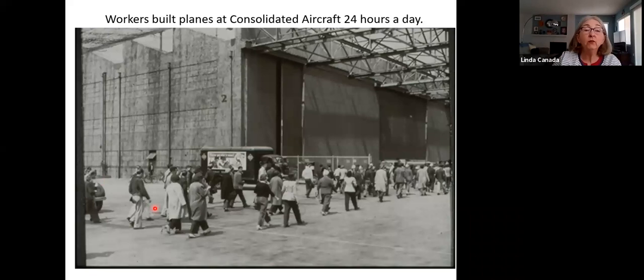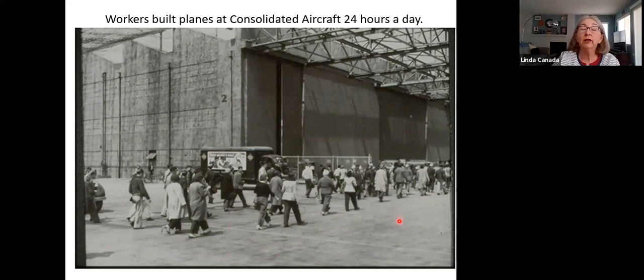Here you can see them walking into the plant, and as you notice, there's a lot of women in the crowd here, and many of these women were wearing trousers, or slacks, or other things which women of this day would hardly imagine wearing. So this was a big sea change, if you will. This was a big change in social culture, to having these women wearing pants in order to go into work. And work they did.